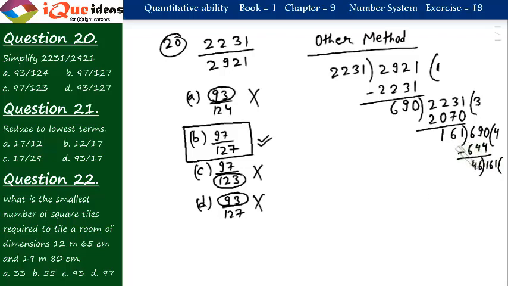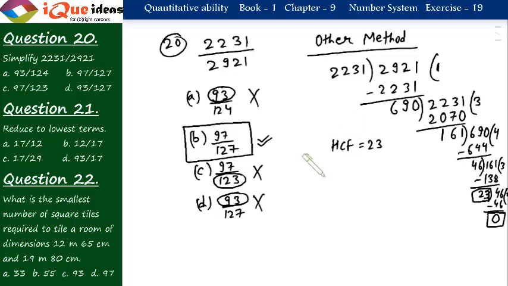46 and 161. So it is 3 times. 46 3s would be 138. And if you subtract, you get 23. Then 23 divides 46. It is twice 46, and we get a remainder 0. The step in which we get remainder 0, whatever was the divisor will be the common factor. So the highest common factor of those two numbers is 23.